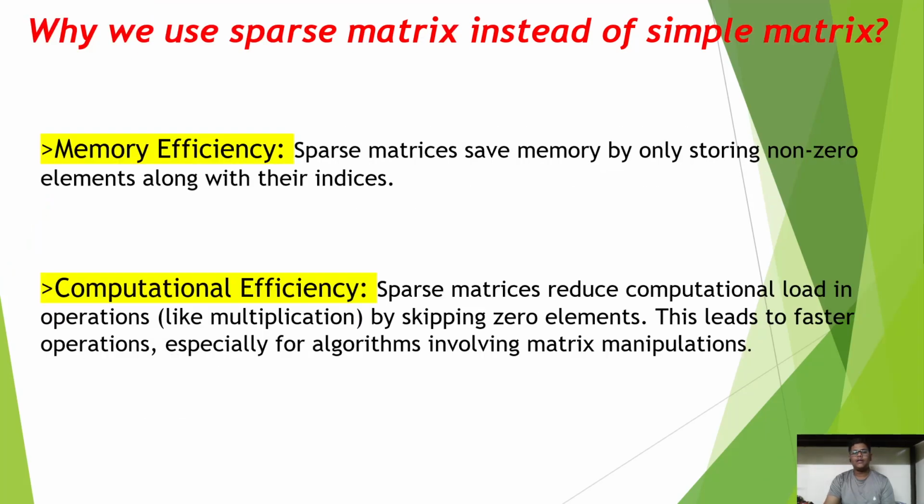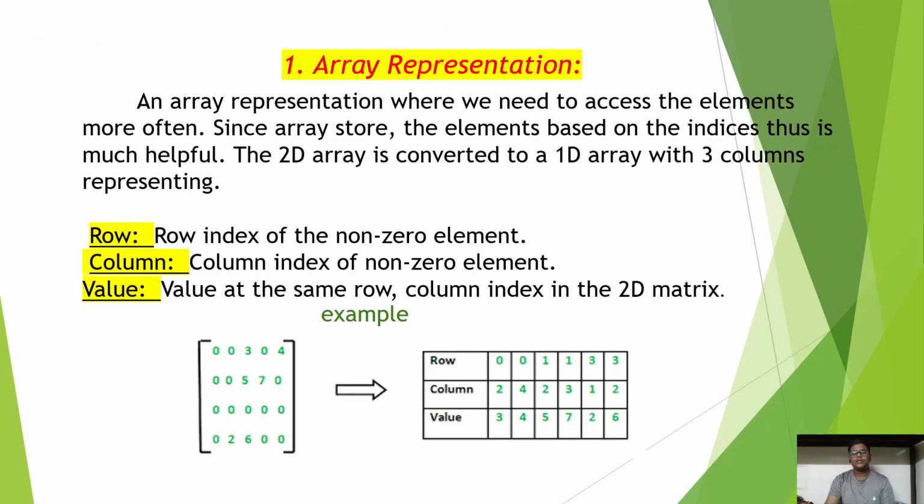Why do we use a sparse matrix instead of a simple matrix? Memory efficiency. A sparse matrix saves memory by only storing non-zero elements along with their indices. Computational efficiency. A sparse matrix reduces computational load in operations like multiplication by skipping zero elements. This leads to faster operations, especially for algorithms involving matrix manipulation.